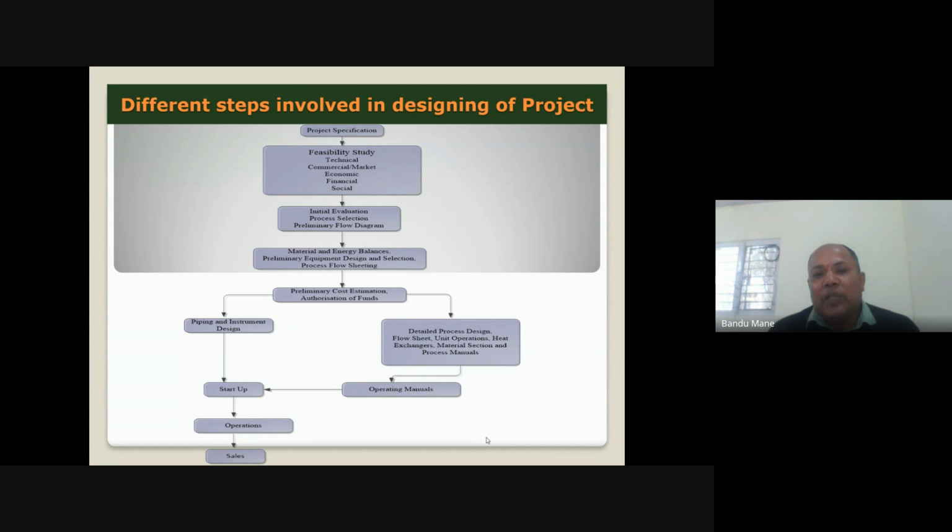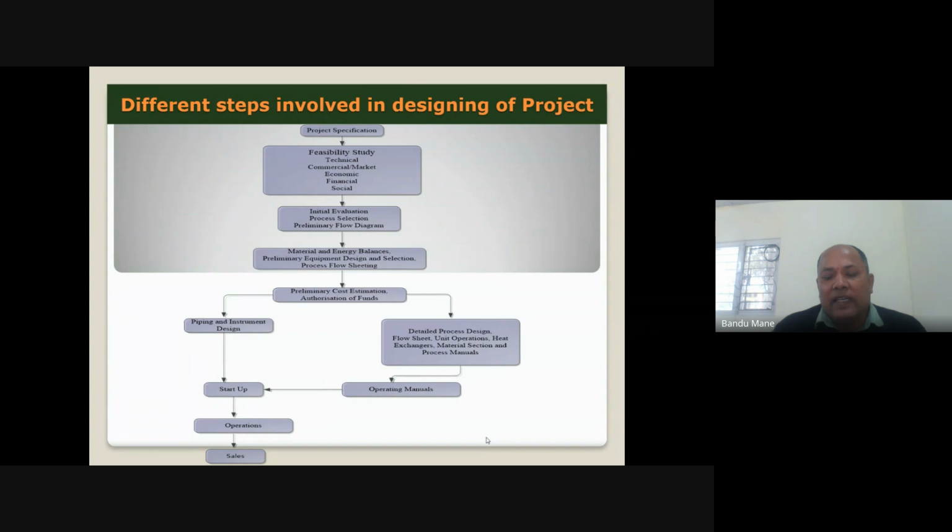Then you have to select the process you are going to implement in your plant: batch process, continuous process, or intermittent process. That depends on your project or your planning. Then you have to finalize your process flow, and decide which process you are going to apply in your milk processing plant. Then what material is required, how much energy is required, and the water requirement.